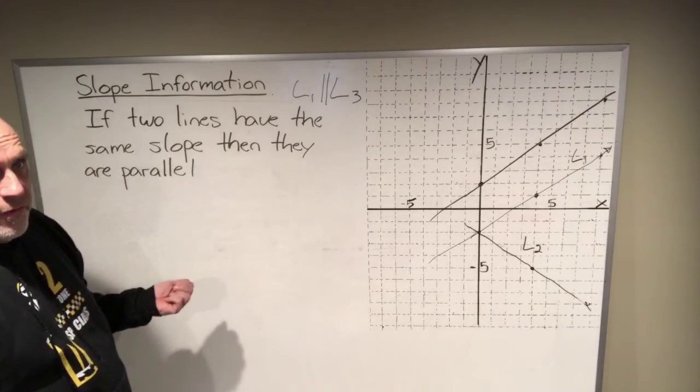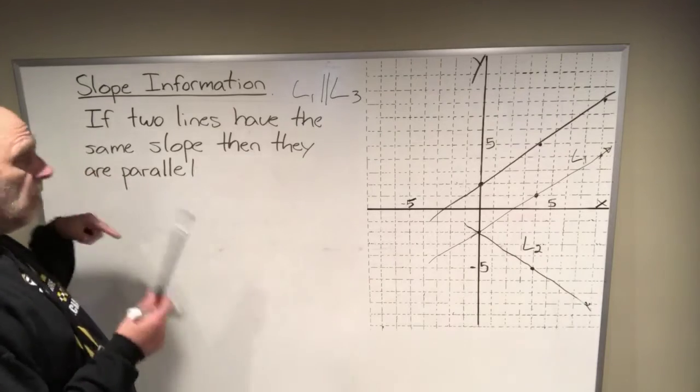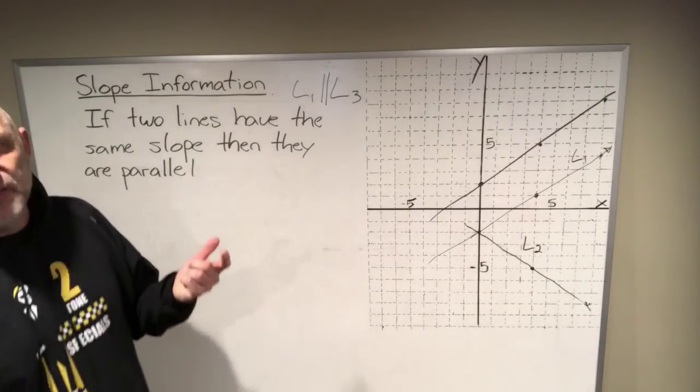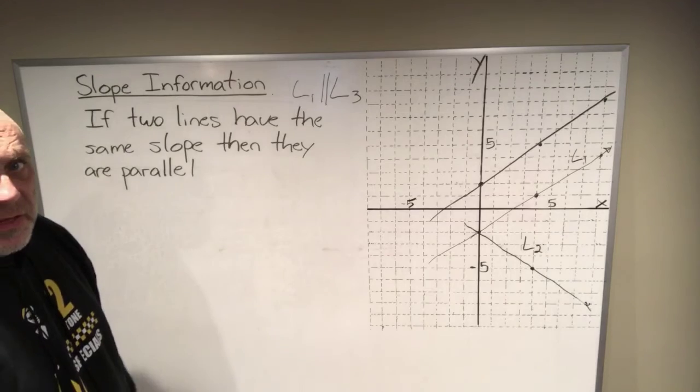And vice versa, meaning if two lines are parallel, they have the same slope. This makes sense. They're the same amount of steepness.